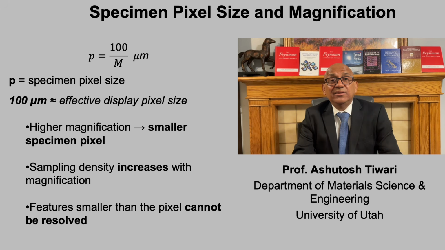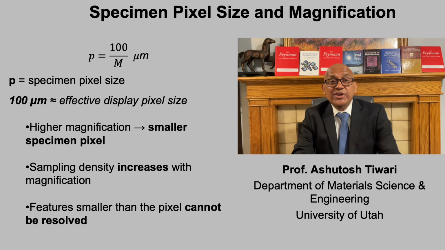The key point is the trend rather than the exact number. As magnification increases, the specimen pixel size decreases. In other words, each pixel represents a smaller region of the specimen and the sampling density increases. However, there is an important limitation imposed by the sampling. The specimen itself is continuous, but the SEM samples it at discrete locations defined by the pixel grid. Each specimen pixel, therefore, represents an average signal over a finite area, not an individual physical feature.